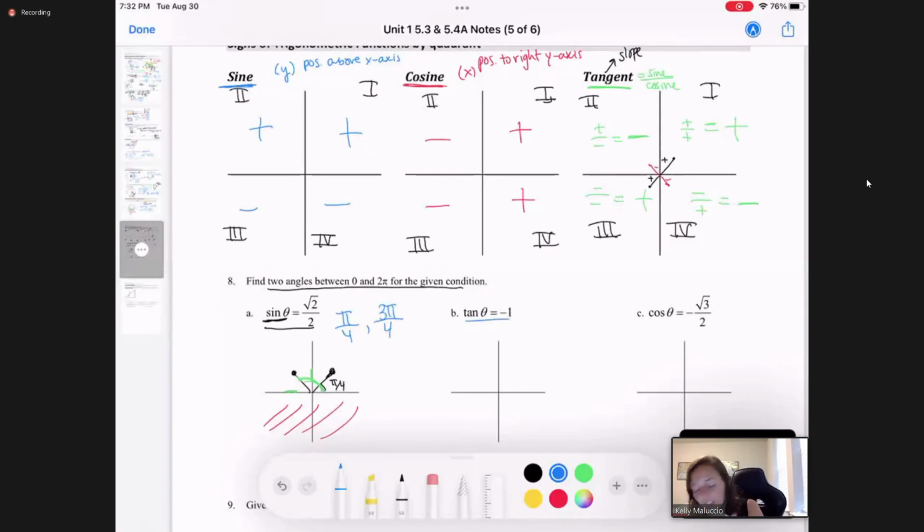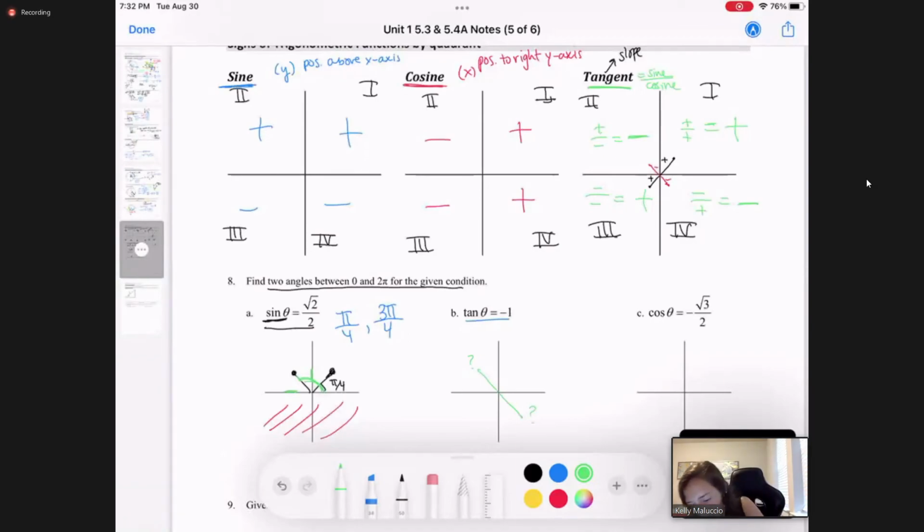Next one is tangent is -1. Okay, so we want tangent to be negative. So if we just look above, we know that it has to be either in this quadrant or actually we're looking for 2 angles. So it's in quadrant 2 and in quadrant 4. So we already know the quadrants. We just have to figure out where, this quadrant and this quadrant. And we have to figure out where in those quadrants, right? Oh, my bad. This quadrant and this quadrant. We have to figure out what this angle is, right?